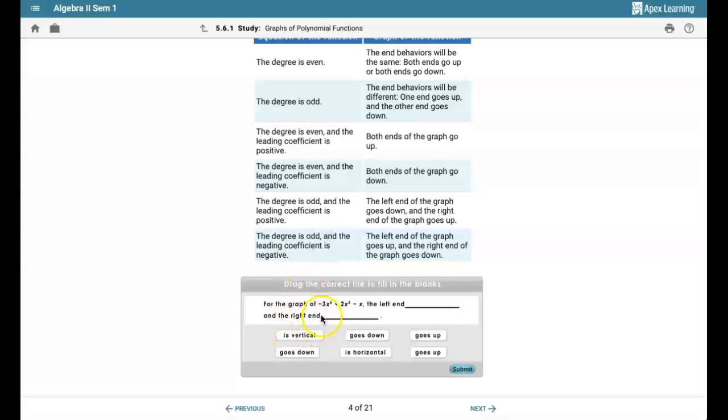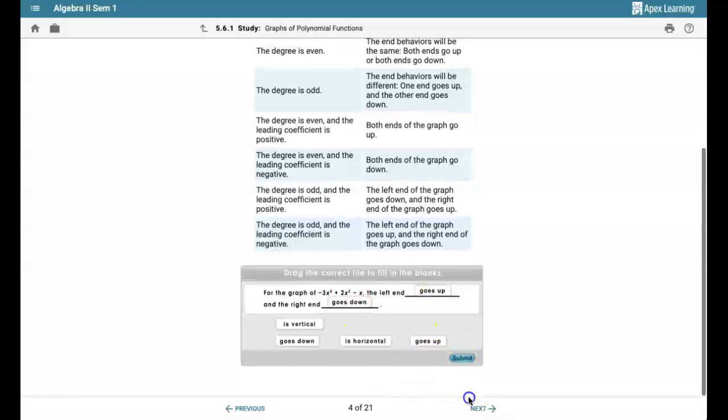All right, so if we look here, we've got negative 3x to the fifth. All right, so it's easier for me if I start on the right-hand side. So this is a negative value, negative 3. All right, so negative 3 means the right end of the graph is going to be going down, right? The left-hand side, since it's odd, is going to be doing the opposite behavior. So it is going to be going up, right? That one's going to be going up.